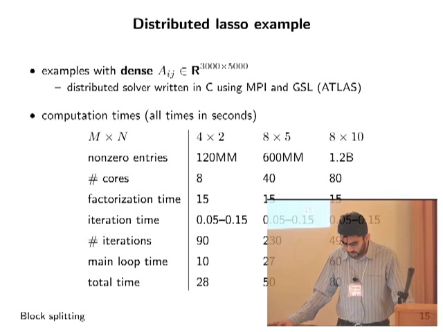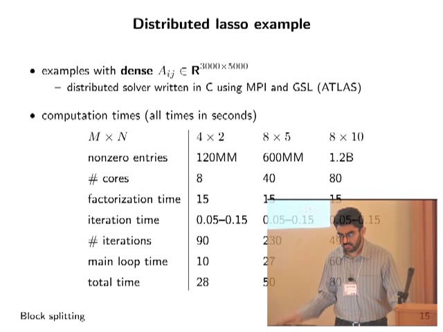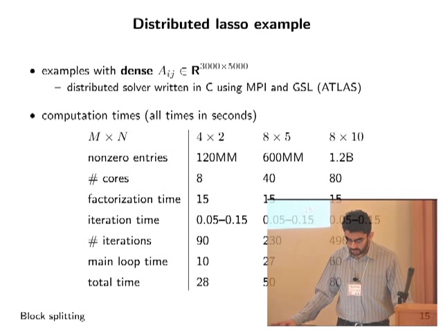which seems like a substantial increase, but if you look at the actual amount of wall clock time it takes to run the main loop, excluding the initial factorization, it's 10 seconds, 27 seconds, and 60 seconds, respectively, which gives a total time of 28, 50, and 80 if you add in time for data loading and stuff like that.